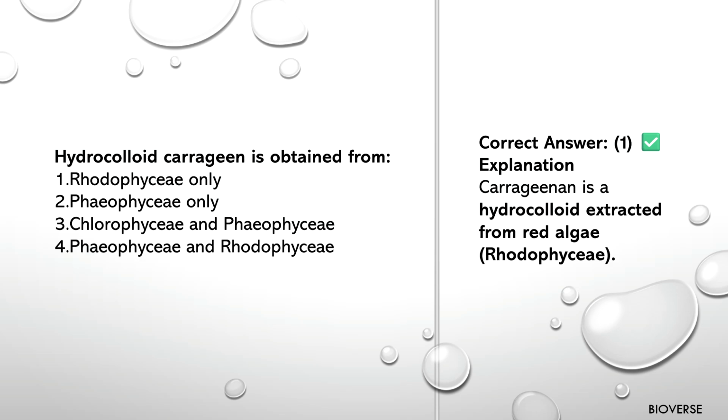Hydrocolloid carrageen is obtained from Rhodophyceae only, Phaeophyceae only, Chlorophyceae and Phaeophyceae, Phaeophyceae and Rhodophyceae. Correct answer 1. Explanation. Carrageen is a hydrocolloid extracted from red algae or Rhodophyceae.